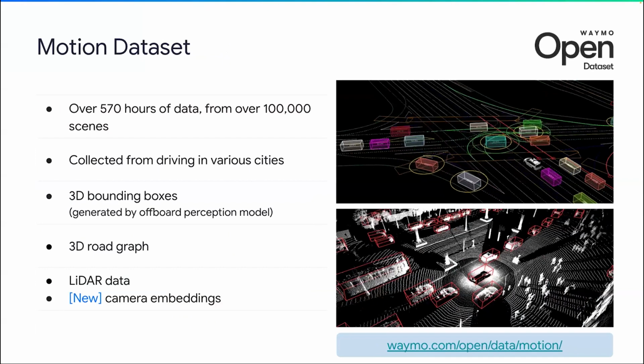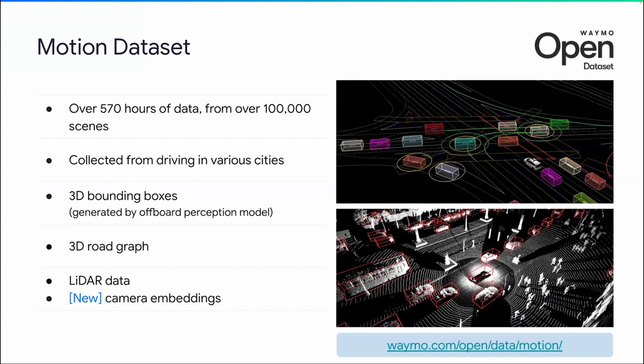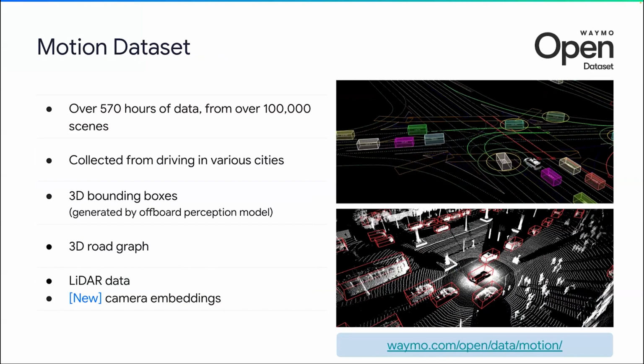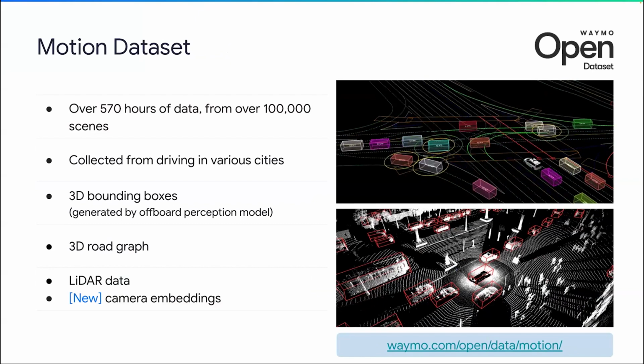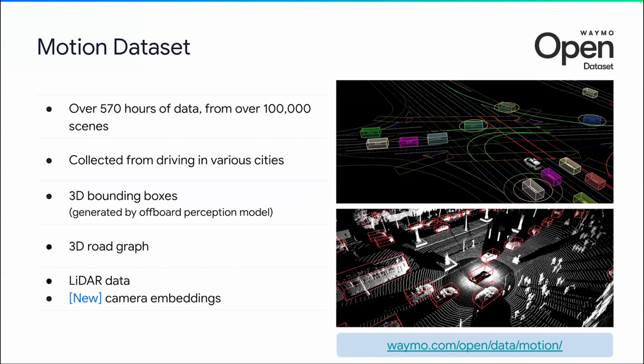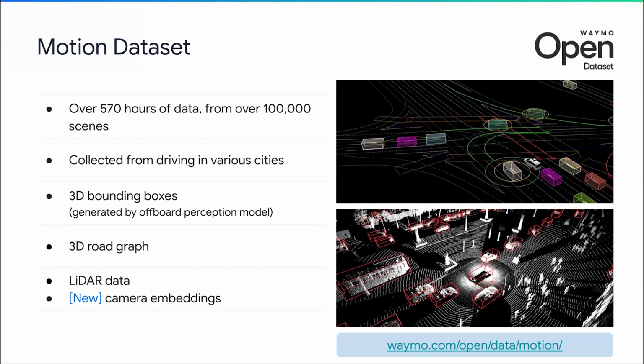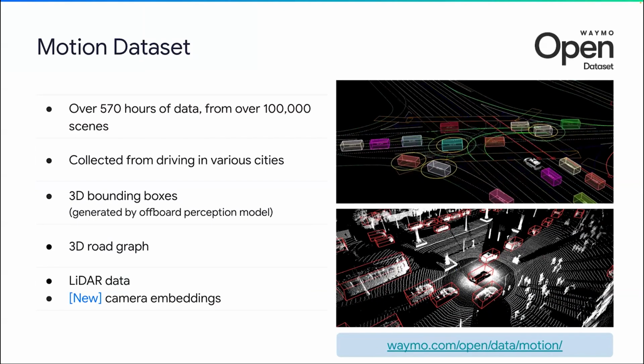On the other hand, the motion data set is mostly about, as I said, prediction and behavior. It's much larger in terms of scenes. We have 570 hours of driving with over 100,000 scenarios, collected in very different cities. So you get a very different span of behavior from drivers, pedestrians, and other dynamic agents. This is, again, mostly about 3D bounding boxes, so the output of a perception system.